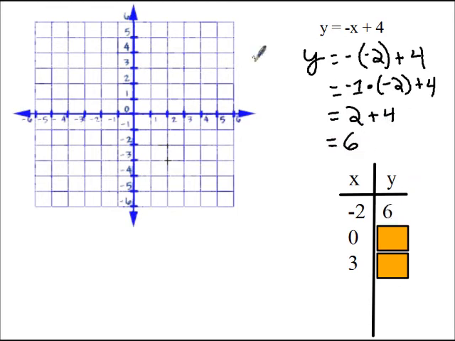And it is. So I'm going to go over here, -2 for the x-coordinate, so I'm going to go backwards 2 spots, and then up 6 for the y-coordinate. And I'll put my point right about there. Now we still have to plot the other two.